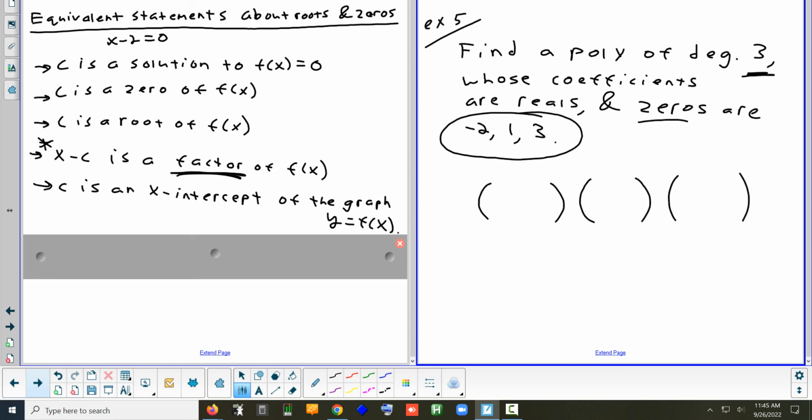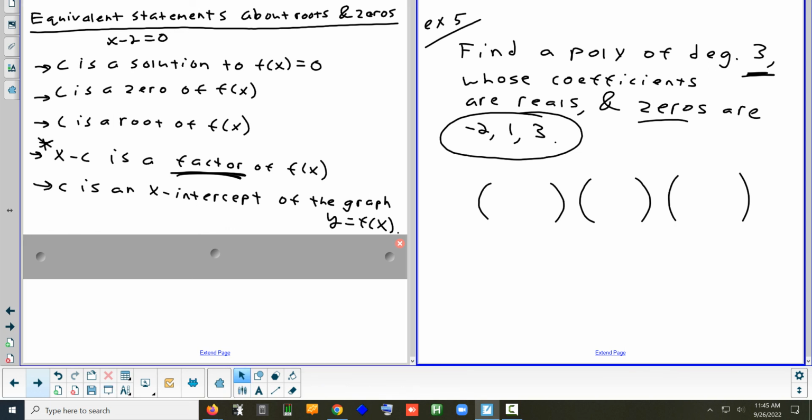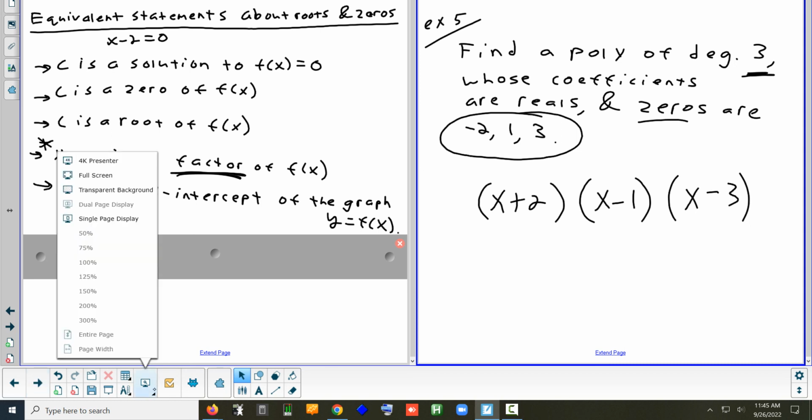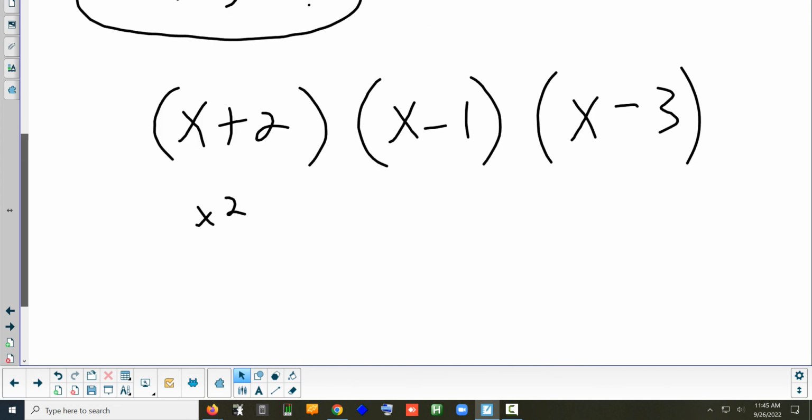And remember, each one of them is of the form x minus the root. And we know the roots. So what would the first factor be? And the second one? And the third one? Yeah. So what we could do is distribute that out. So we get x squared minus x plus 2x is plus x minus 2. Double check me on that. I think it's right. And then times x minus 3. And do it one more time.